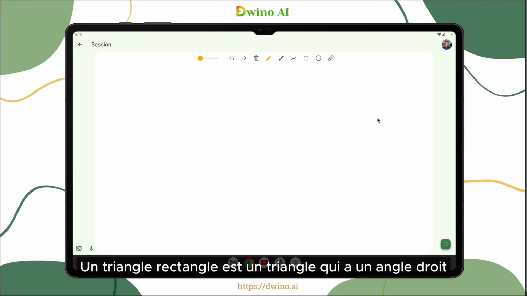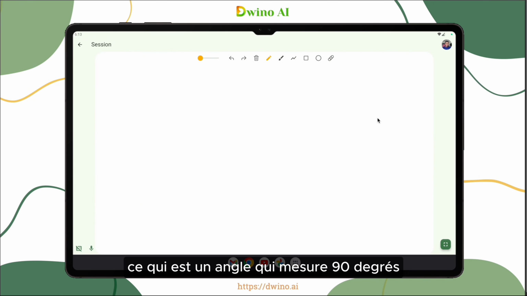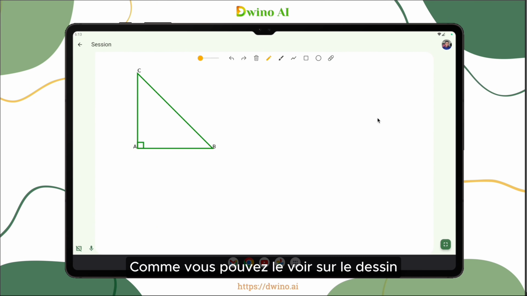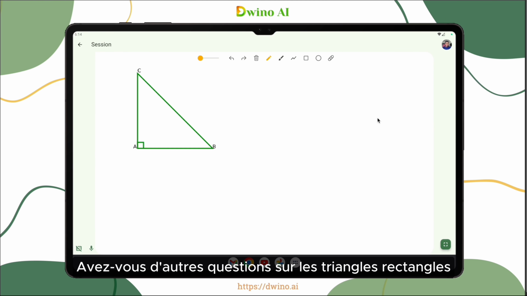A right triangle is a triangle that has one right angle, which is an angle that measures 90 degrees. As you can see in the drawing, the angle A is the right angle. The side AB is the opposite side, the side AC is the adjacent side, and the side BC is the hypotenuse. The hypotenuse is the longest side of the right triangle. Do you have any other questions about right triangles?